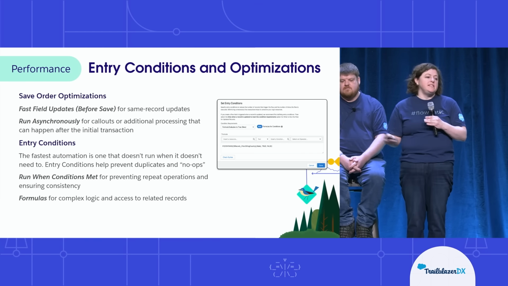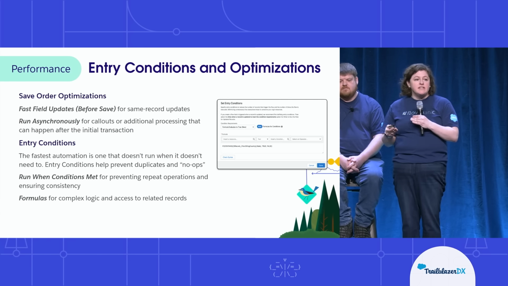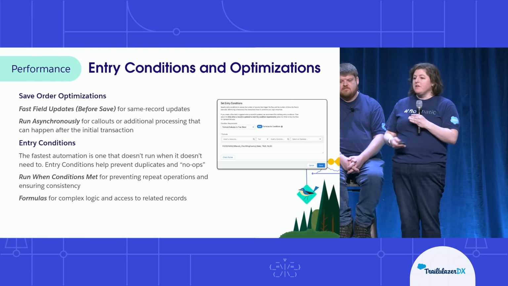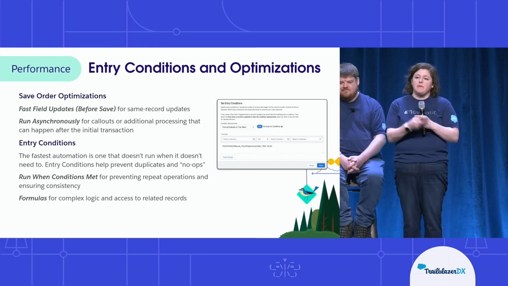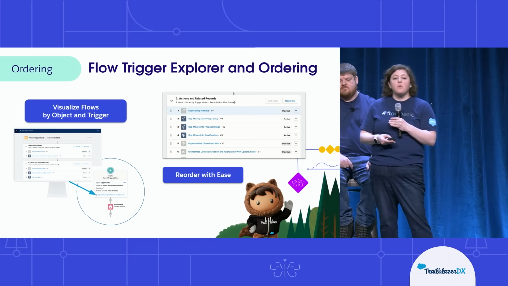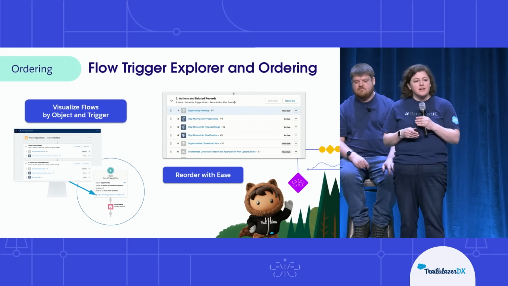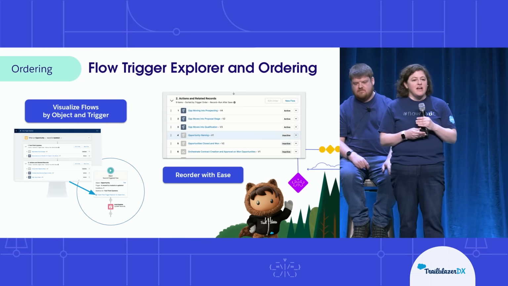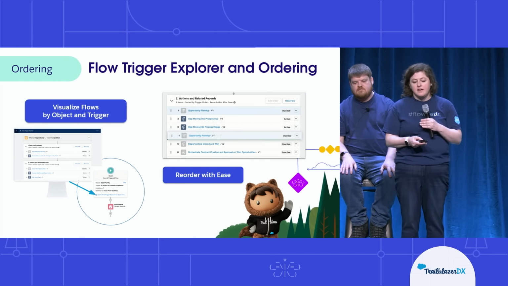So a couple key tips are things to familiarize yourself if you do have these concerns. Performance, a great thing to look at is our entry conditions as well as our save order optimizations. So making sure you're only running the flows when you need to actually do automation and making sure you're running them in the appropriate place to take advantage of all the resources. When it comes to ordering and sort of visualizing all of your automation, definitely check out Flow Trigger Explorer. You'll see a demo from Jen in a little bit. And also you can use that to reorder your flows.